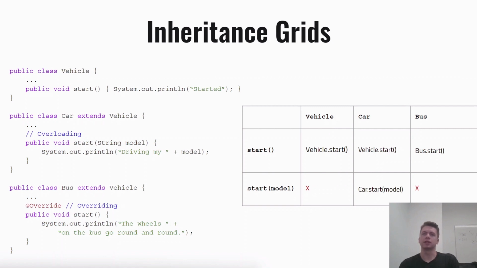Now, looking for the start method with one parameter, vehicle and bus do not have an implementation for start with a single parameter. However, in car, we do add a start method that takes in a single parameter, model. And we can denote a method implementation existing with an X, and that car contains a start model with a single parameter by stating car.start(model) to show that car does indeed contain a start method with a single parameter.